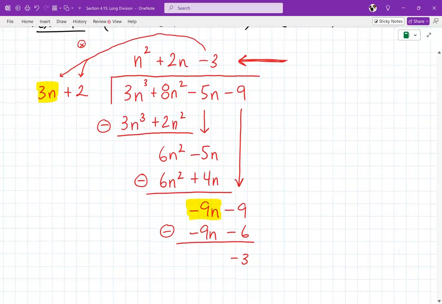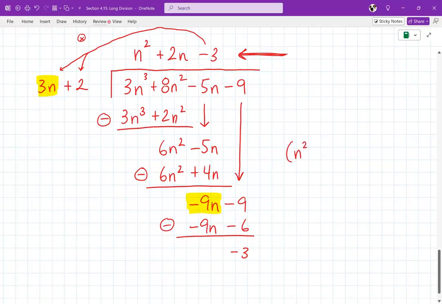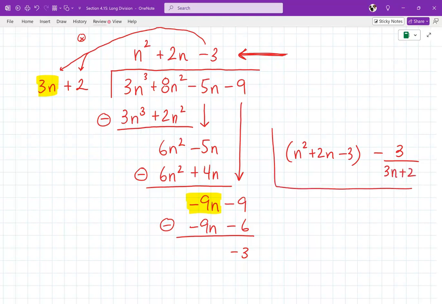So here's how you're going to write your answer. I'm going to put right here, n squared plus 2n minus 3. That's my answer. And then my remainder is a minus 3 over, what do I put it over? 3n plus 2. And that's my solution.